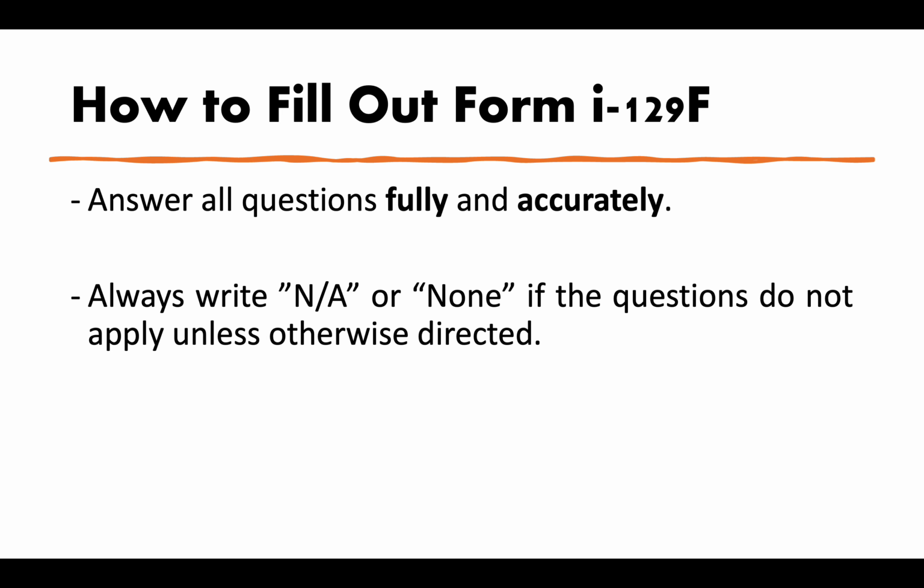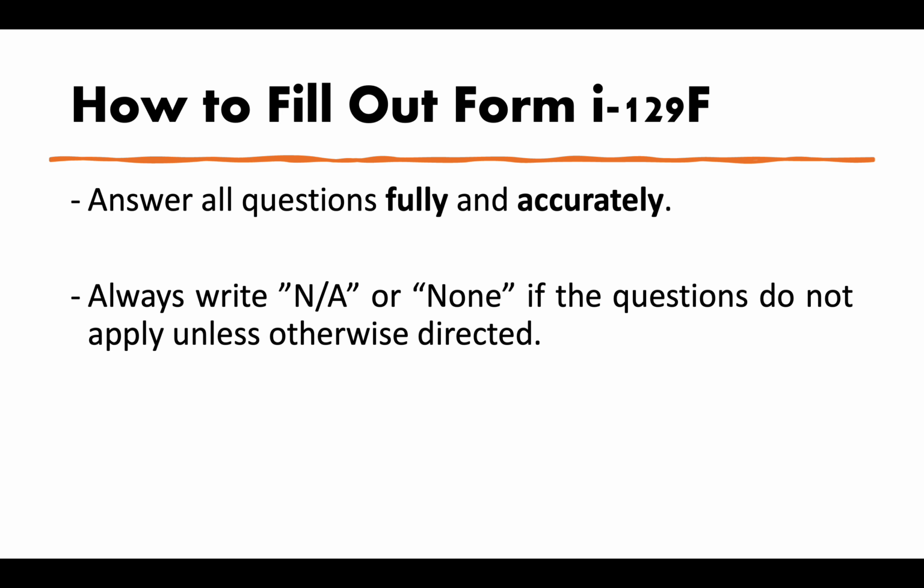If a question does not apply to you, for example, if you have never been married and the question asks, provide the name of your current spouse, type or print N/A, unless otherwise directed. If your answer to a question requires a numeric response is 0 or none, for example, how many children do you have, or how many times have you departed the United States? Type or print none unless otherwise directed.